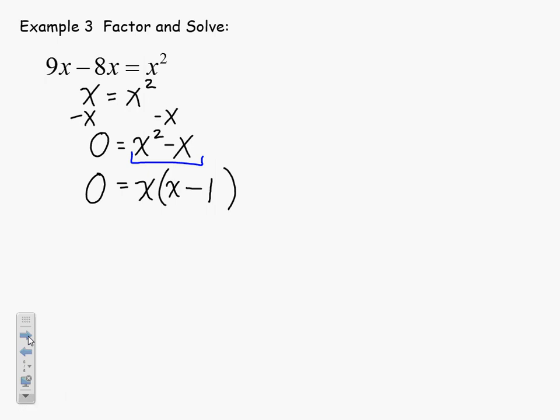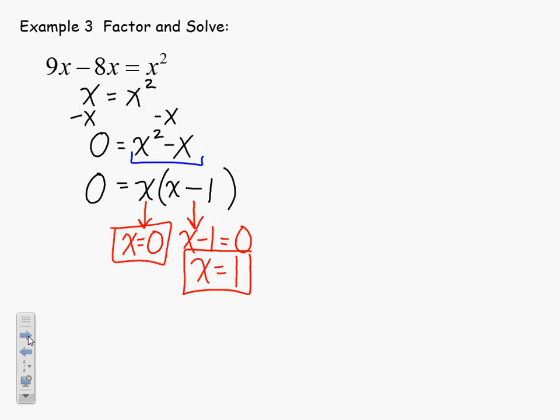And again, I'll set each part equal to 0. So x minus 1 equals 0. Add the 1 over. X is a positive 1. This little x out in front, if I set him equal to 0, well, I don't have to do anything. The x is already alone. X equals 0 is my other solution.